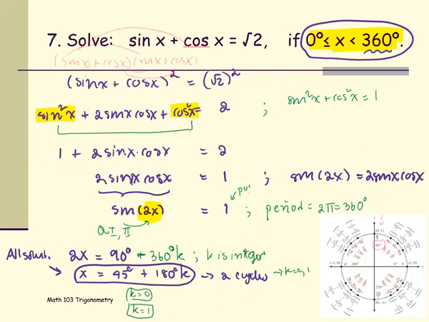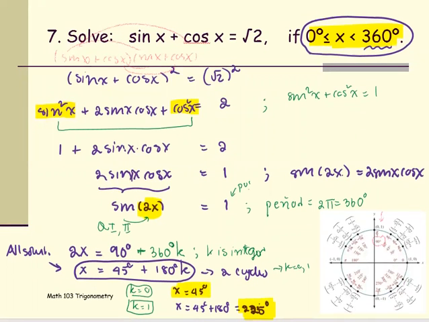Replacing k in the general solution form, we have x equals 45 degrees plus 180 times 0, which is 45 degrees. For the second round, it is going to be 45 degrees plus 180 degrees times 1, and it turns out to be 225 degrees. So we have two solutions: x equals 45 degrees and x equals 225 degrees for this problem.